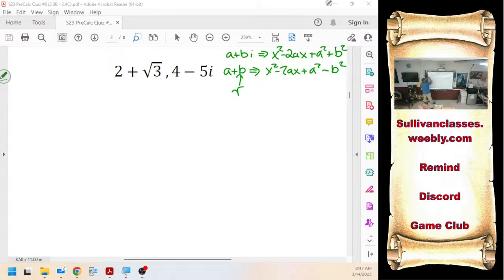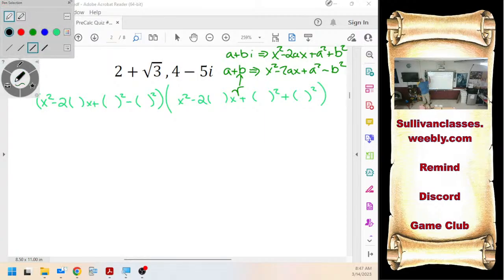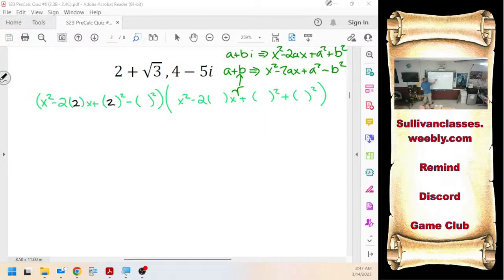Most of us are going to be okay with x squared minus 2ax plus a squared. First one has no i, so I'll say minus b squared. Second one, x squared minus 2ax plus a squared. There is an i, plus b squared. And I will plug in there. A is 2. B is the entire radical of 3. Be careful with that one as well. Like if this was 2 root of 3, you would put an entire 2 root of 3 here, because that b term is the entire radical term. Okay?